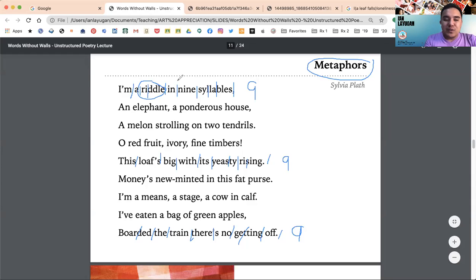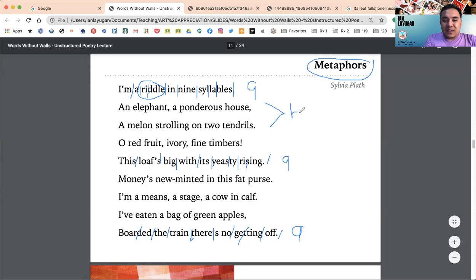Now, there's something that you're not supposed to forget. You're supposed to read poems as they are, so do not stop unless you are told to. If you look at this, it is one sentence: an elephant, a ponderous house, a melon strolling on two tendrils. What's similar about these two lines?